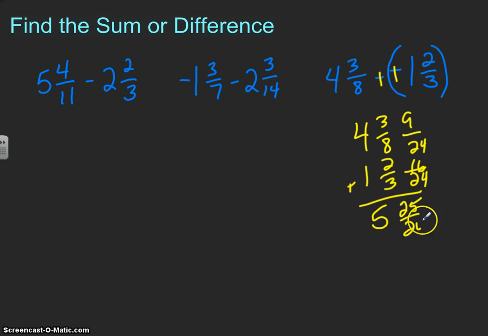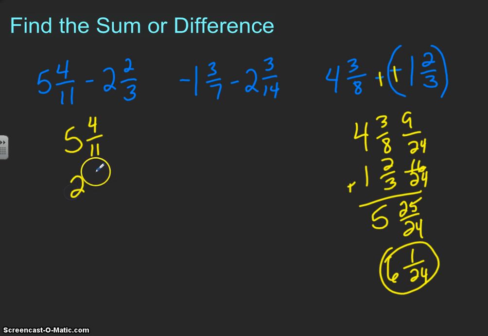Okay, we have an issue here because this is improper. That becomes 1 and 1/24. Well, I have to add the 1 to the 6, so that's 6 and 1/24 for our answer. Okay, over here, let's look at this. I am going to have to subtract because one's positive, one's negative. Put the 5 and 4/11 on top because it's bigger. It doesn't matter if it's positive or negative, put the bigger number on top.